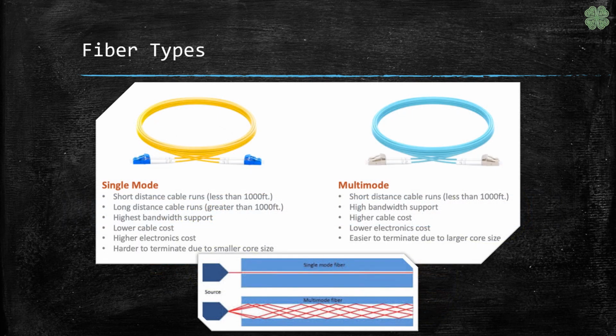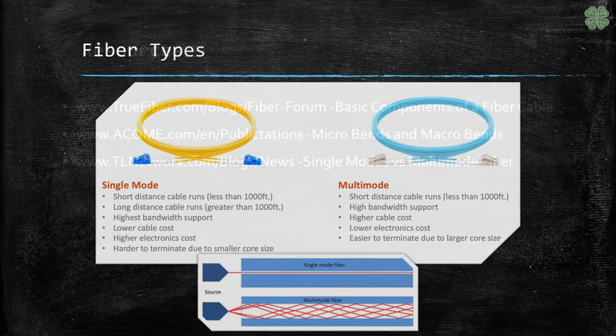There is single mode and multi-mode fiber, but our industry primarily uses single mode. They both have benefits and drawbacks, so you just have to choose what's best for your project.